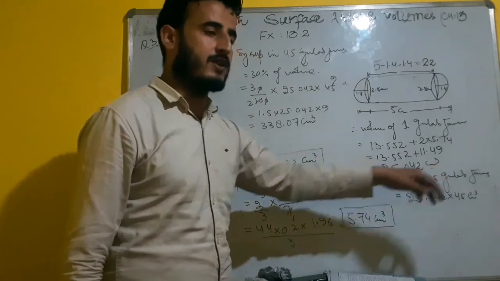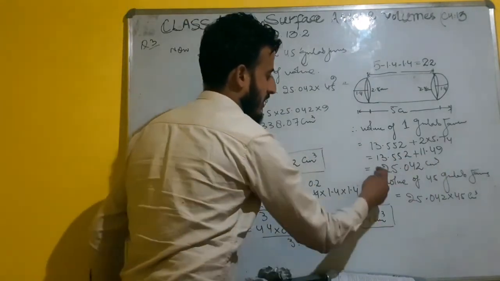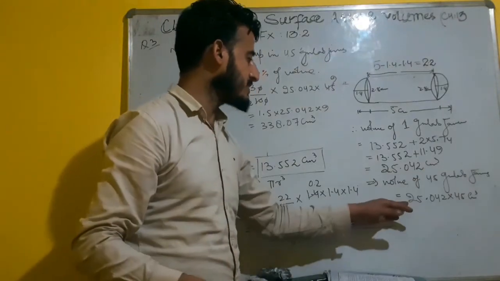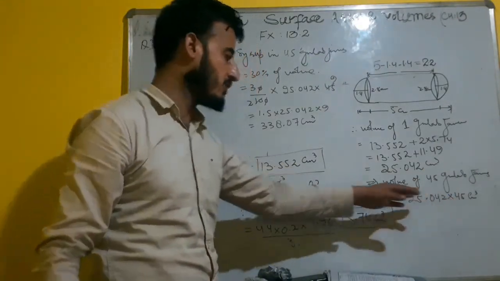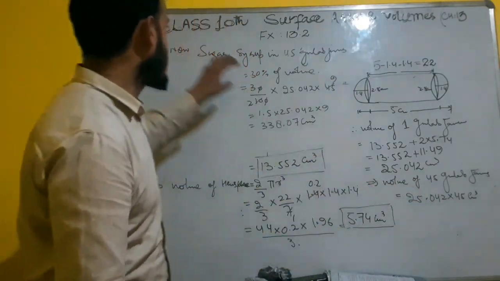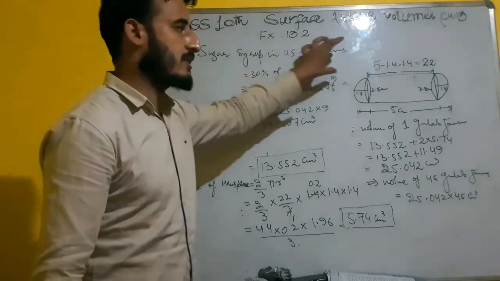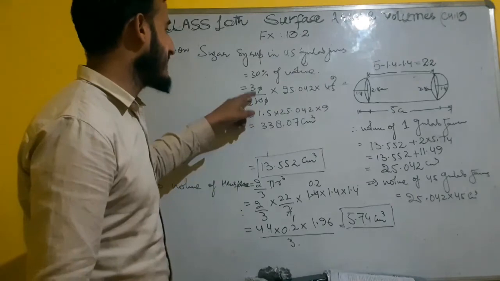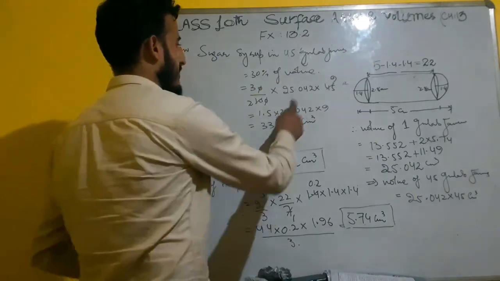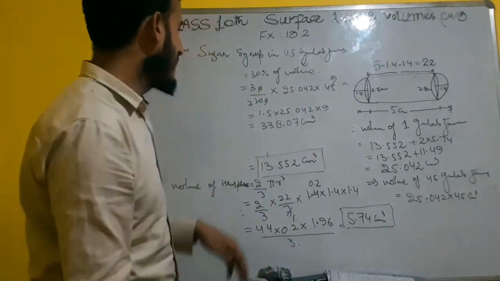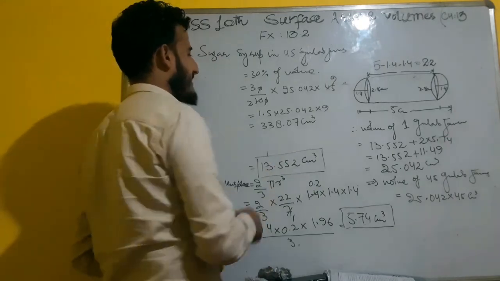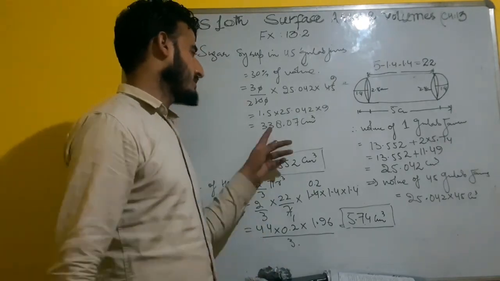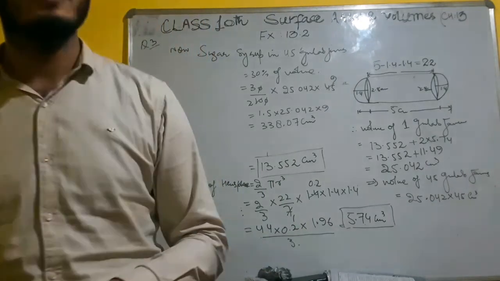So we get the volume of one gulab jamun as 25.042 and the volume of 45 gulab jamuns will be multiplied by 45. So after that we have sugar syrup in 45 gulab jamuns as 30% of the total volume, that is 30 by 100 of 25.042 into 45. After calculating this we get the sugar contained in the total gulab jamuns as 338.07.